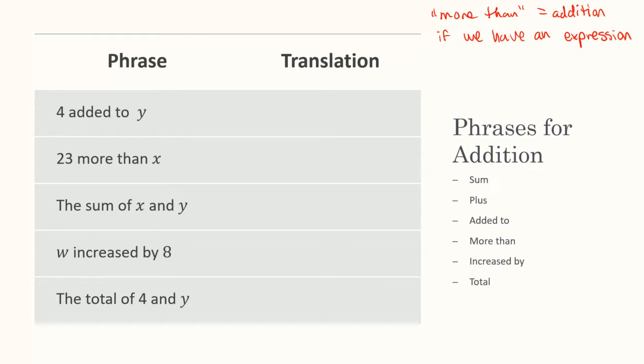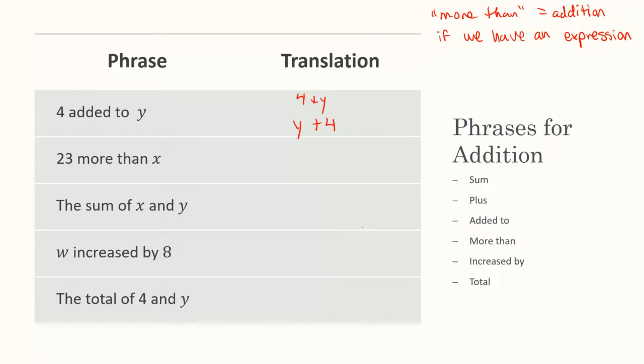So I have examples here, a phrase, and then I'm going to translate it. And sometimes the order matters. For addition, order does not matter. So we have 4 added to y. And then we can write that literally as 4 plus y. Although if we're saying something is added on, we usually put it afterwards. So we can also write it as, actually, let me make this smaller. So you can write this as 4 plus y, but you can also write it as y plus 4. Those mean the same thing.